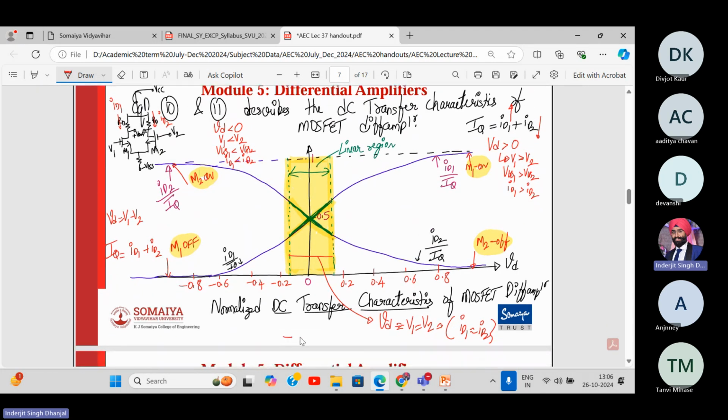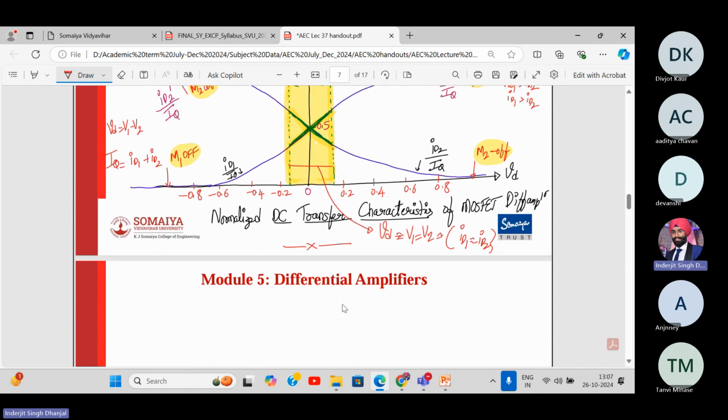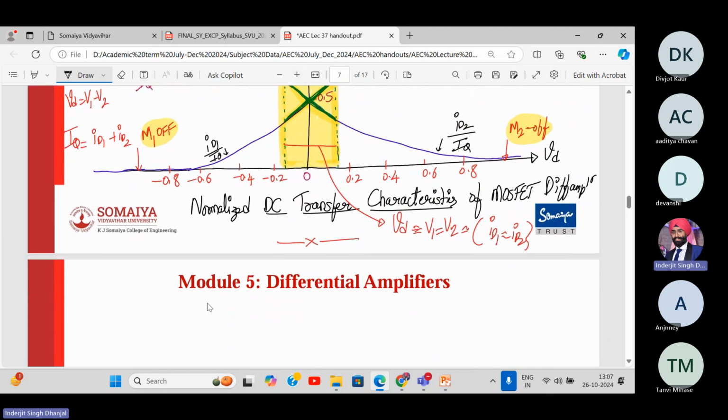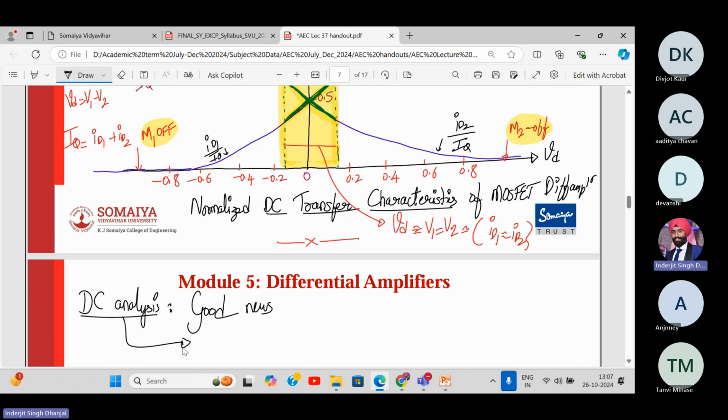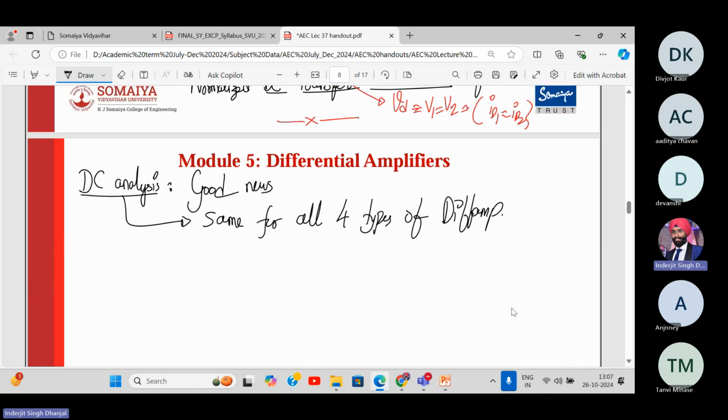All right. Now, next time we'll start with DC analysis. Let me summarize what we will do in the next lecture tomorrow so that you're better prepared. I'll share the handouts with you all. We have to do DC analysis of the differential amplifier. The good news is that DC analysis is the same for all four types of differential amplifier. So if you do DC analysis for any one, it's the same for all four types.